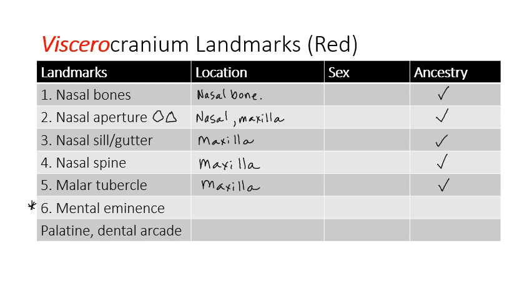The mental eminence, we're going to find that on the mandible, which is not part of the cranium, it's part of the skull, and that's going to help us identify sex. And here I've got a couple other ones, and depending upon whether or not we have time, the palatine bone and the dental arcade, so the roof of your mouth, that's the palatine bone, and your dental arcade, the shape. Some populations, for example, they do exhibit dimorphism.